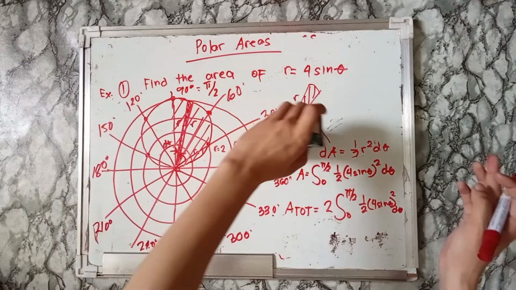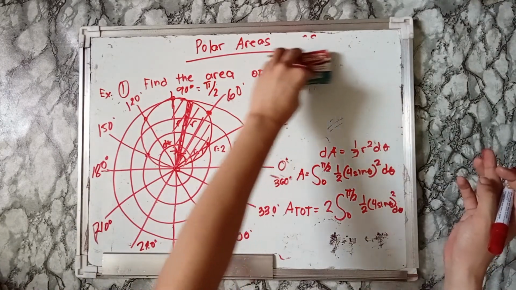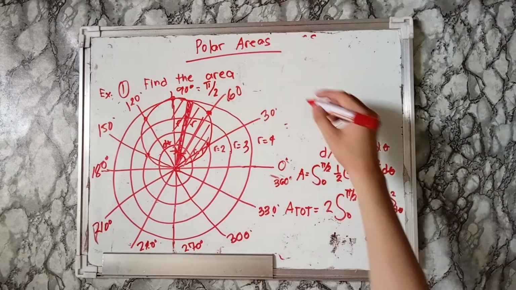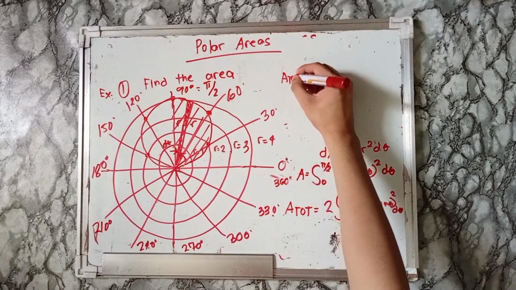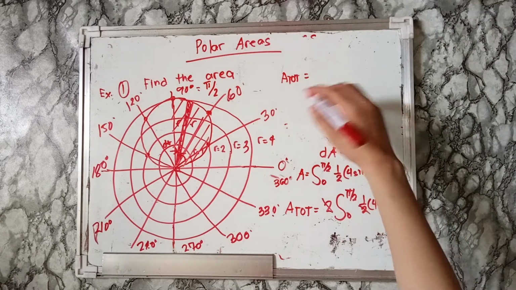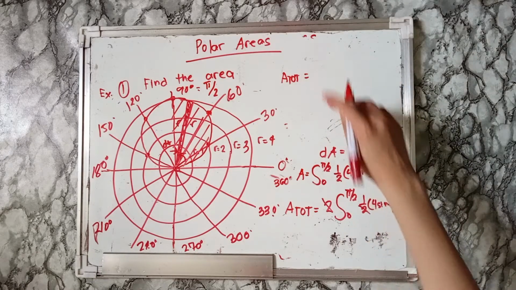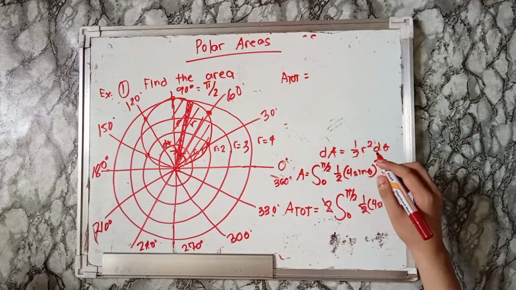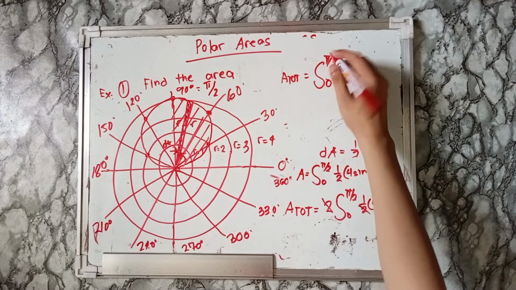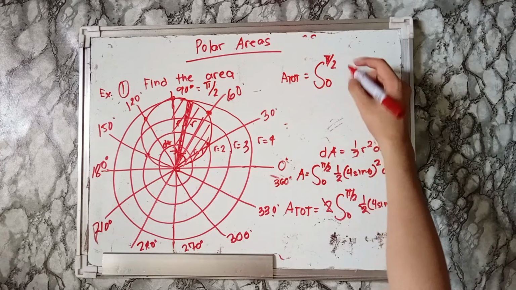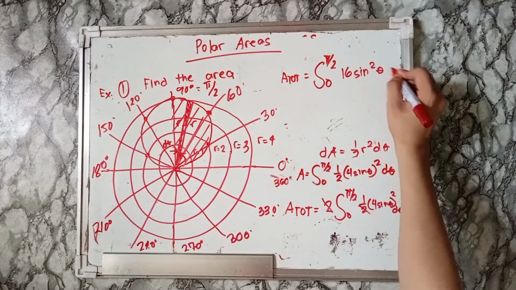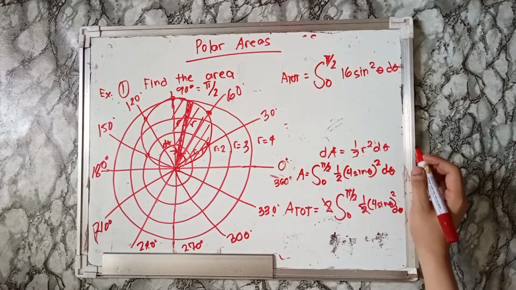Let me erase this so that I have a space. Sorry about that. So the total is just the 2 and 1/2 here will cancel. So what's left is the integral with limits from 0 to pi over 2 of 16 sine squared theta d theta, right?